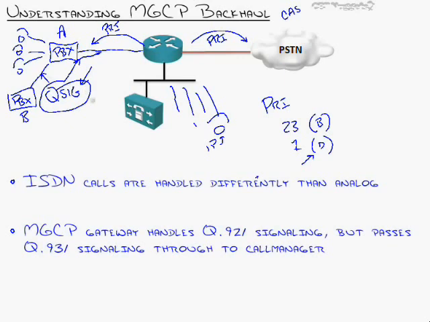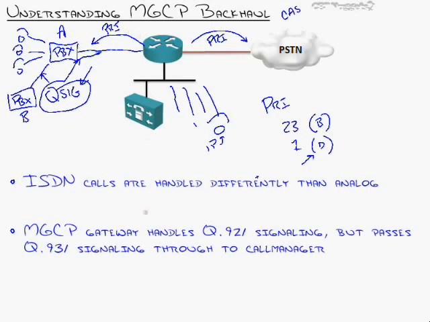Now let's talk about MGCP backhaul. The router doesn't understand QSIG. Let's put that little piece of the puzzle in there, right? The router doesn't understand it at all. All it knows is it's got a link, a T1 line or a PRI connection over to this PBX.